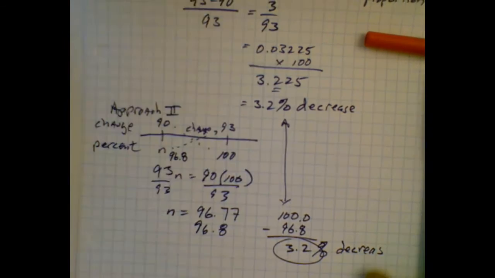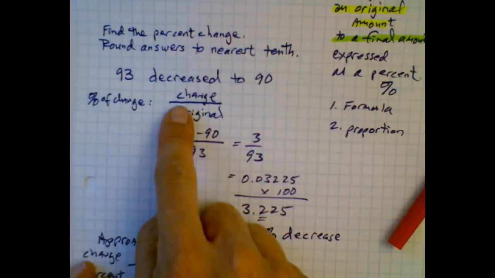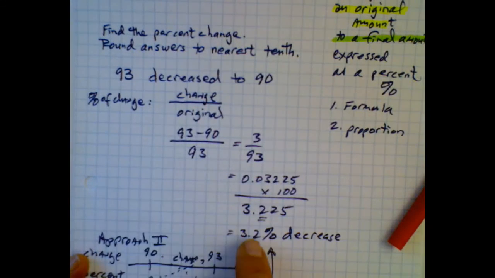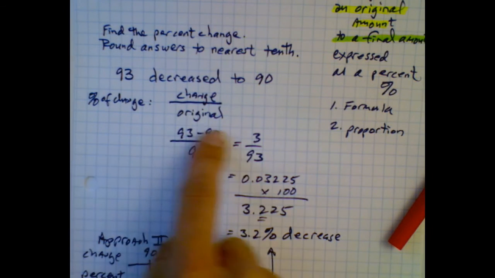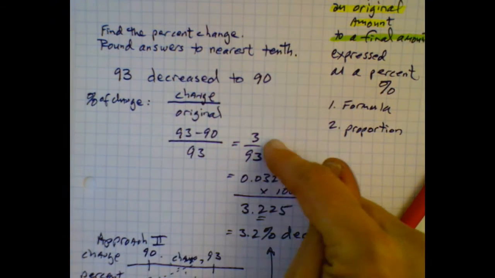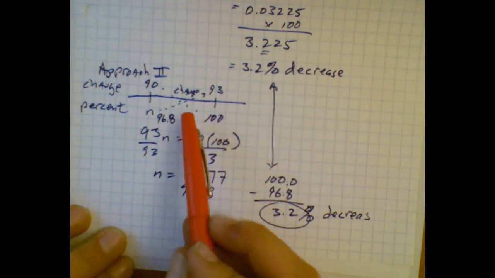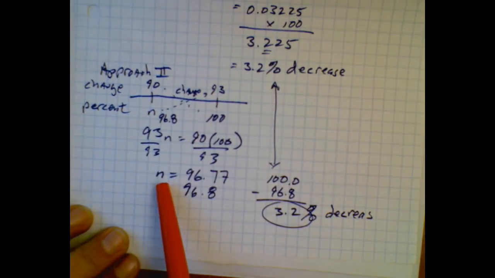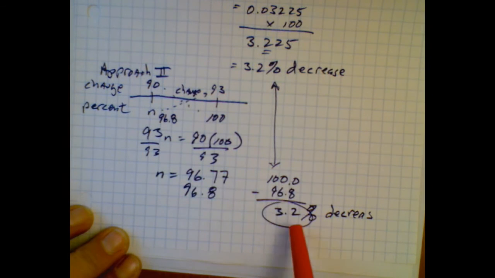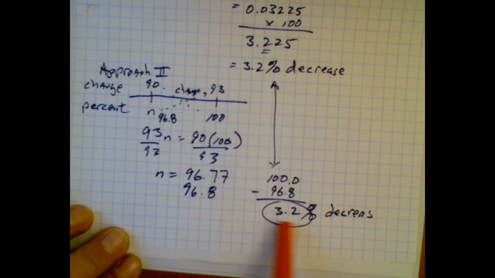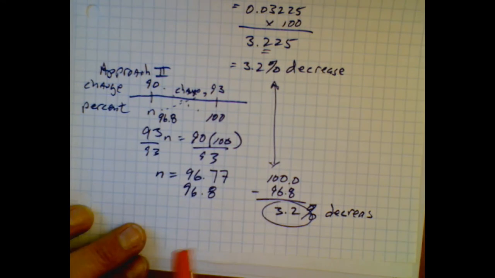Two different approaches. The advantage of the first approach is the answer I get is the percent change. The disadvantage is I have to walk through and figure out what this is as a percent. Here, the nice thing about this method is the value I get when I solve the proportion, and its difference from 100, does give me the percent. And I don't have to bother changing a fraction or a decimal to a percent because it's already written in terms of percent. Hope this helps.